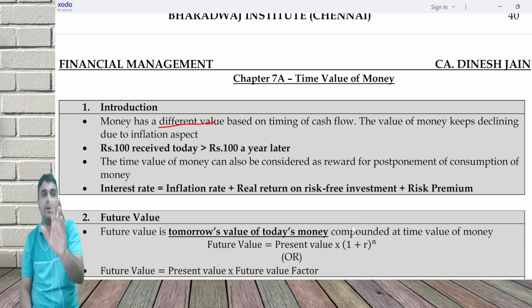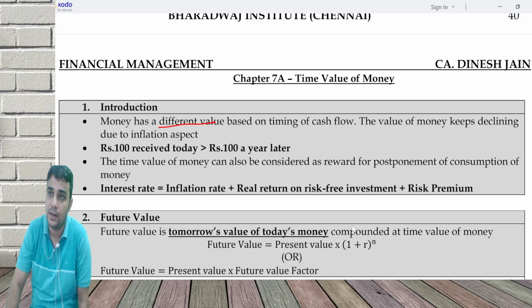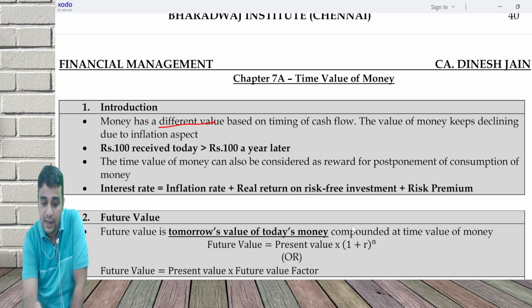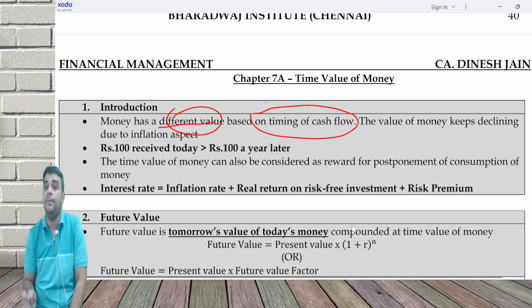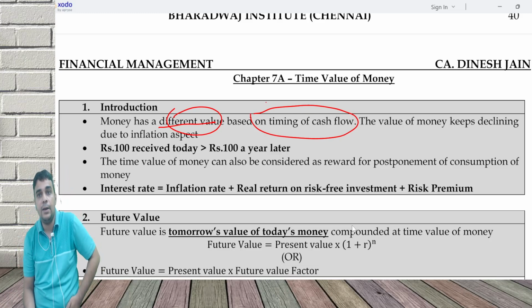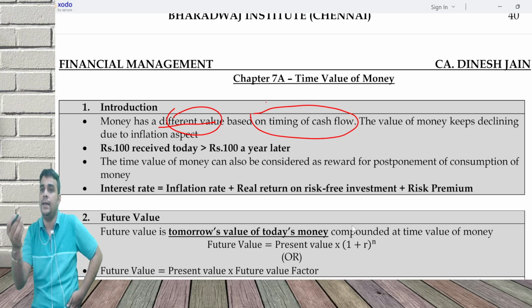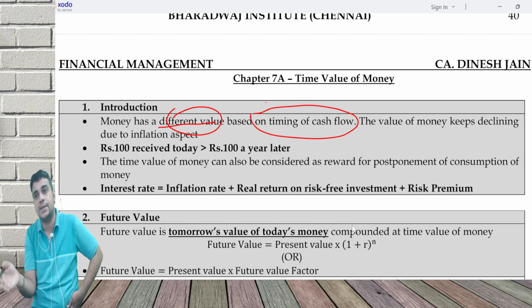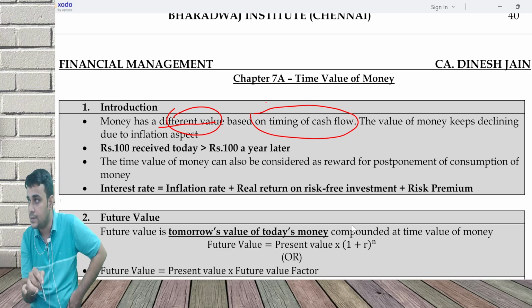Somebody says which is better, and you cannot give an answer saying 5 is better or 6 is better. You need the context of timing, because the value changes based on the timing of cash flow. You will have a problem if I ask, is 5,000 better or 6,000 better? 5,000 today, 6,000 2 years later. You don't know which is better. So to understand which is better, either I convert the 5,000 to after 2 years, or I convert 6,000 to today.